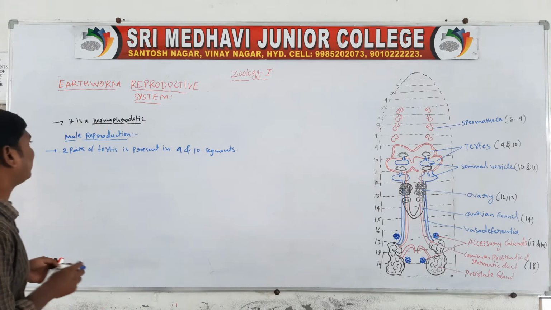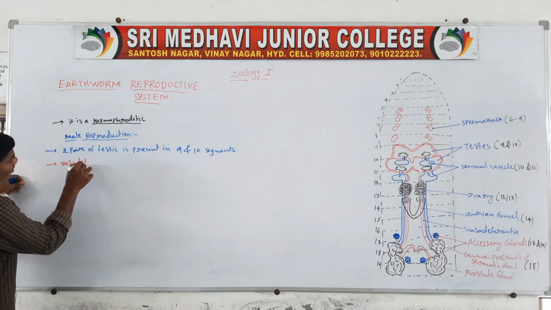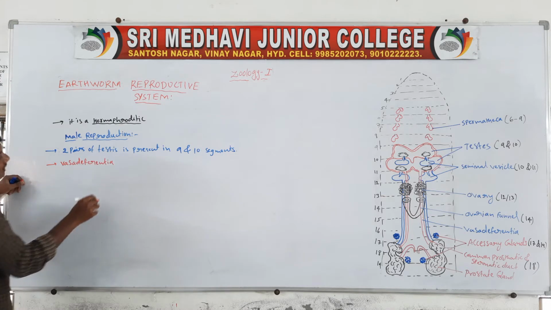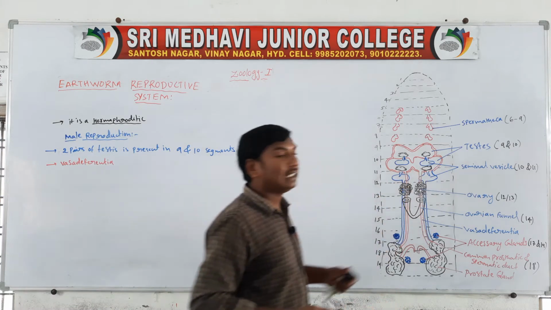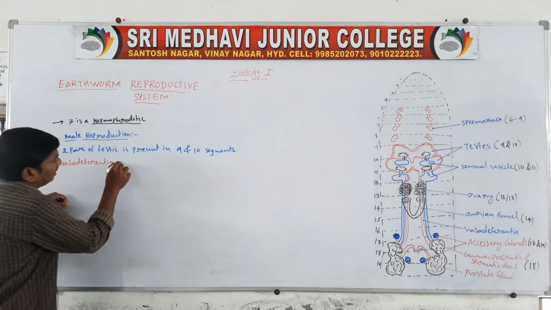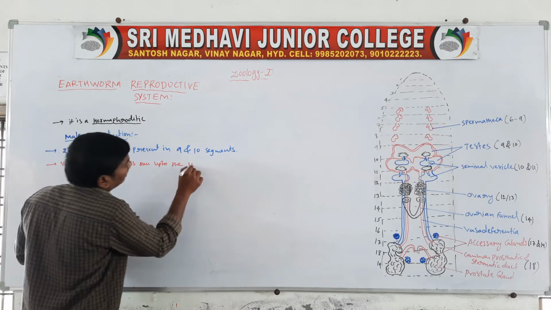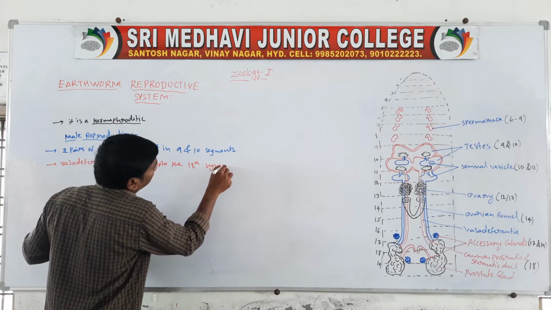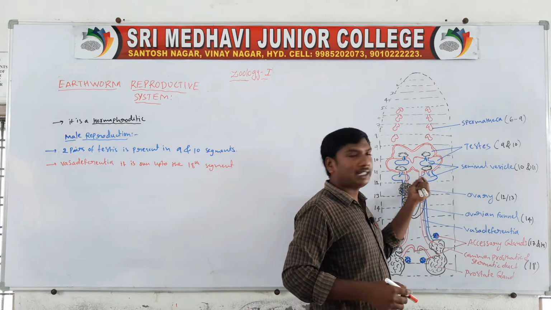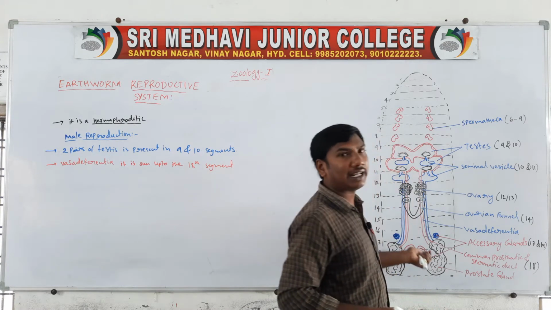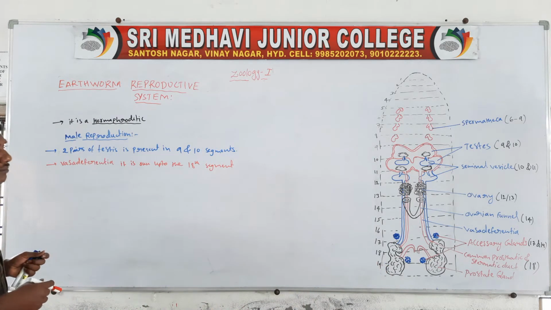Next, the vasa deferentia. The vasa deferentia start from the testes and run up to the 18th segment, where they open.